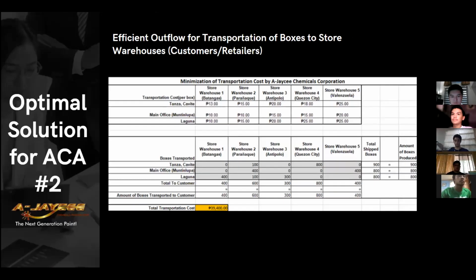The optimal solution: the company can be cost efficient by only having one transportation cost for store warehouses 1, 3, 4, and 5. And they still do satisfy the customer's demands in this way, and the boxes are being produced simultaneously. The total transportation cost for the company is around 39,400, which is cheaper by 3,900 than its original transportation cost. The solving method is simplex LP because it uses linear regression.